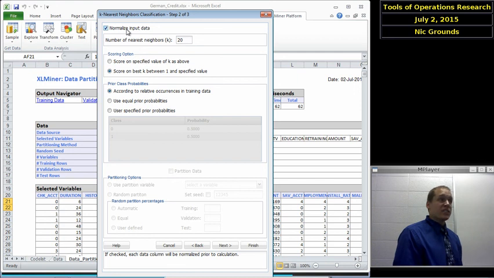For k-nearest neighbors, it's just saying what are the k most similar records and what value did they have for the response. So for k-nearest neighbors, it's hard to imagine why you wouldn't want to normalize. And really, k-nearest neighbors is not going to be useful to understand a pattern. It's only going to be useful to help us make a prediction.